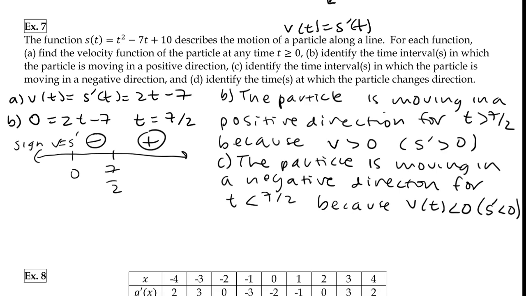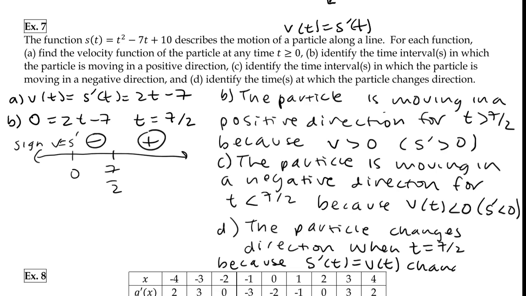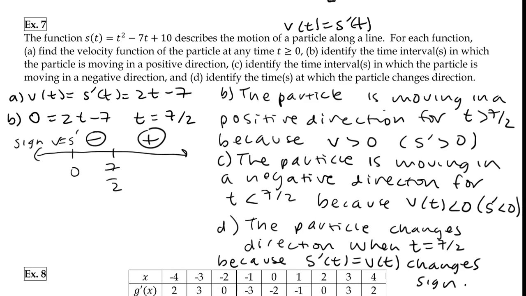So going on to D. What does D ask? Identify the time at which the particle changes direction. Let's try to think about it. When does it change the direction? The particle changes direction when t equals 7/2 because s prime, which is velocity, changes sign. You guys want to make sure that you don't just say it's when velocity is 0, because that means when it stopped, even for a moment. We want to say it's because velocity changes sign.